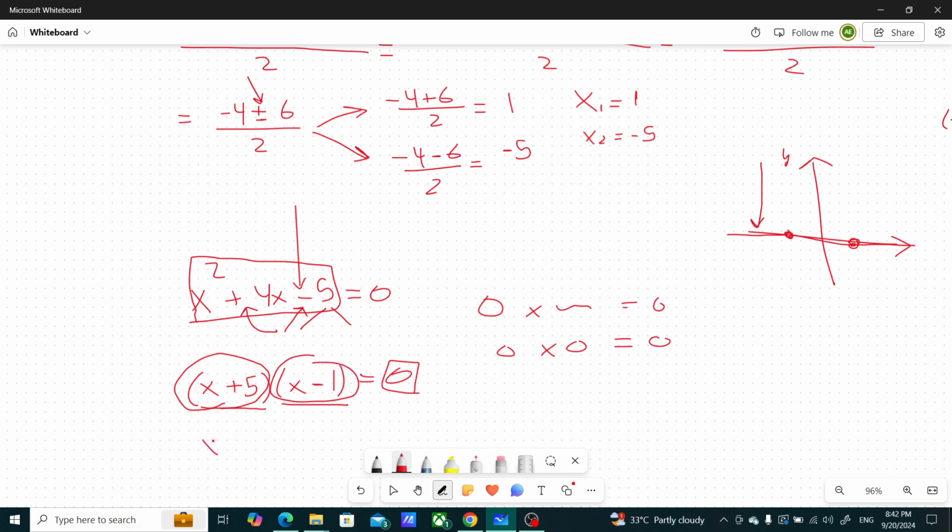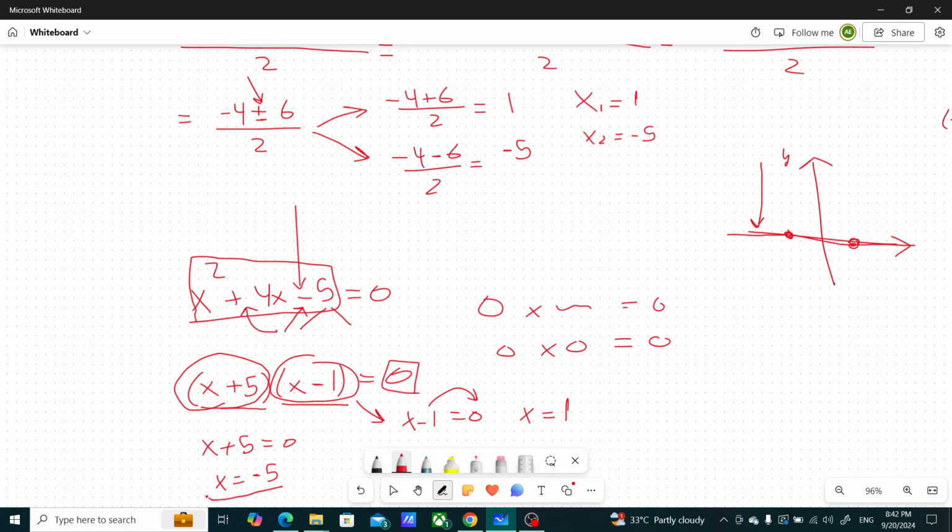Let's try. Let's do the first bracket equal to 0. Now we can solve. x is going to be equal to, we'll move the 5 to the other side, so it's going to become minus 5. And let's do this other part. So x minus 1, I'll equate it to 0, and I will move the negative 1 to the other side. I'll have x equals 1.